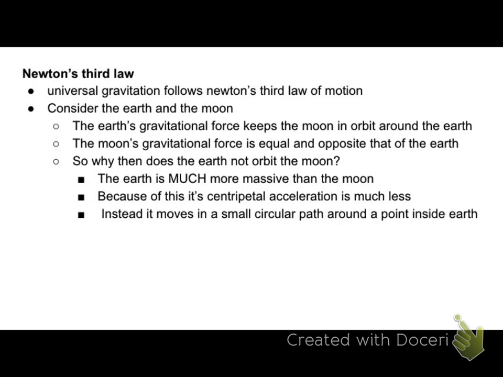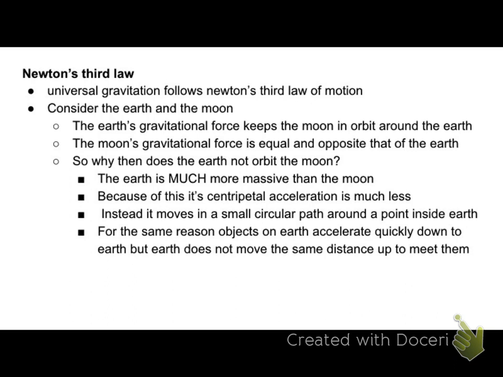The Earth does still experience some acceleration due to this force, but it's only enough to make it move in a very small circular path around a point that is inside the Earth. So it does move a little bit because of the Moon, but not enough for us to see it. It doesn't orbit the Moon.